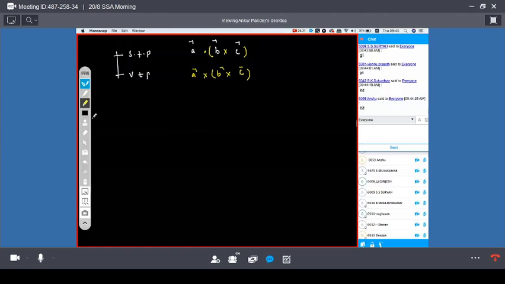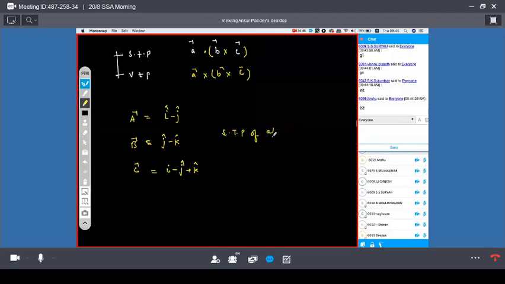Easy. So if I talk to you on the line that there is a vector A, there is another vector B, and there is another vector C. A is i minus j, B is j minus k, and C is i minus j plus k. Then what is the scalar triple product of A, B and C? Quickly. What is the scalar triple product of A, B and C?